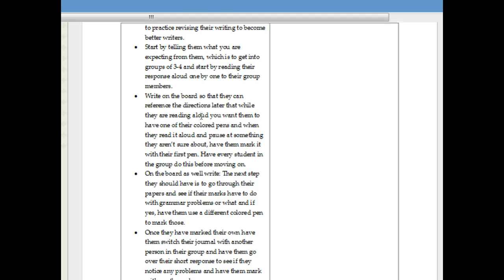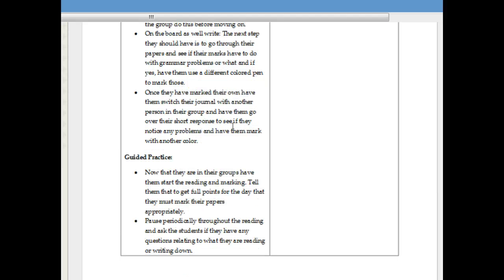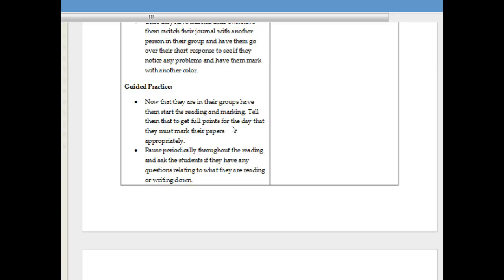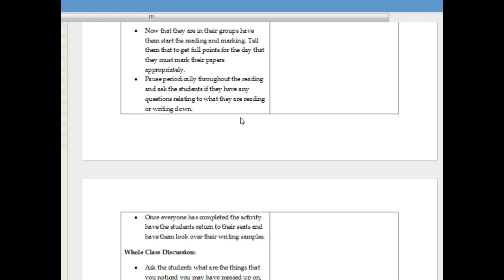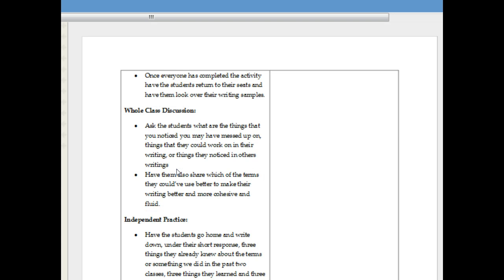All right. Then you have them go through their papers and see if their marks have to do with grammar problems or what. And if yes, have them use a different color pen. Okay, good. Here's your guided practice. Now that they're in groups, have them start reading and marking. Right, good. Attach some points to it. I'm fortunate that we got to do that, but I'm glad you're thinking about that, okay? Once everyone's completed the activity, have the students return to their seats and look over the writing samples, okay?